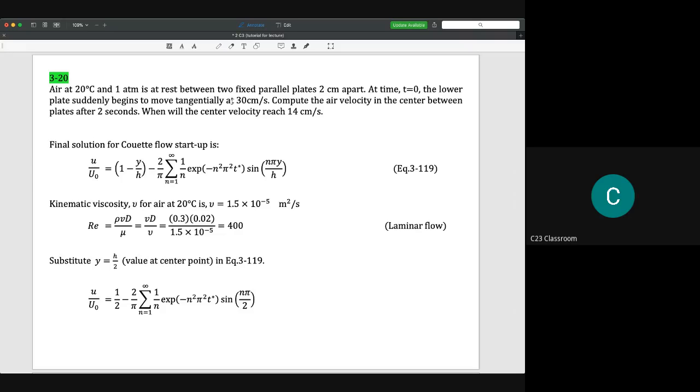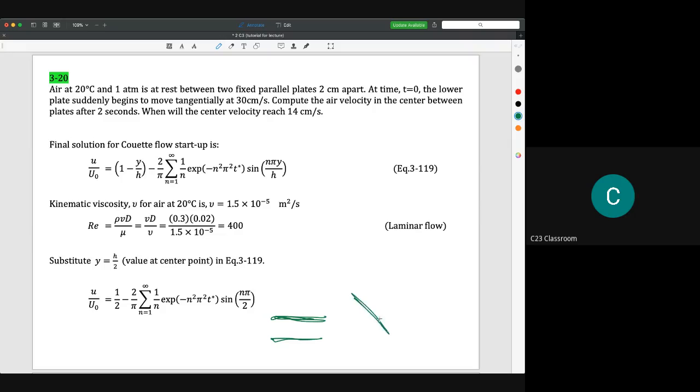So this is based on Couette flow. Because we have two plates like this, we have these parallel plates. Maybe it starts like this, and then after a certain time, the lower plate begins to move tangentially at 30 centimeters per second.